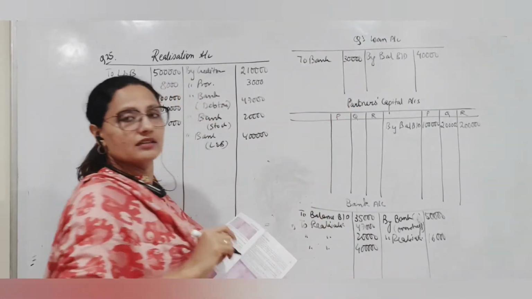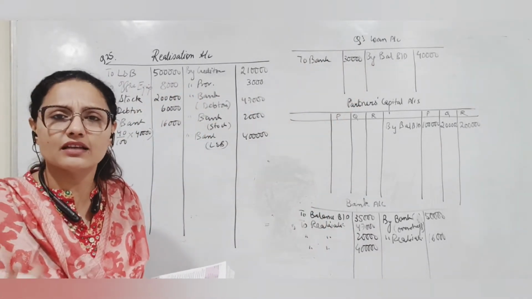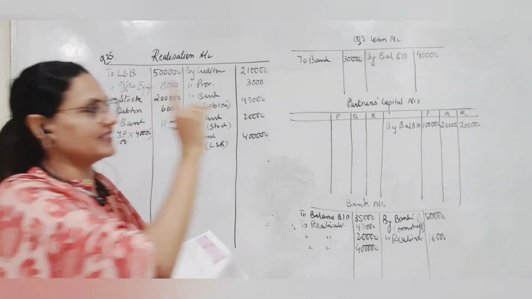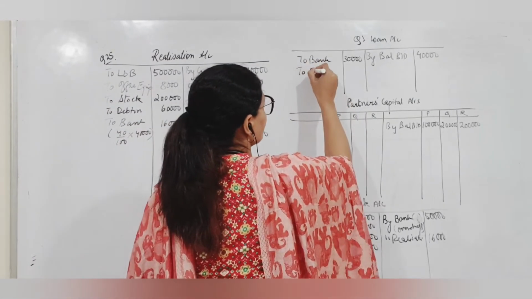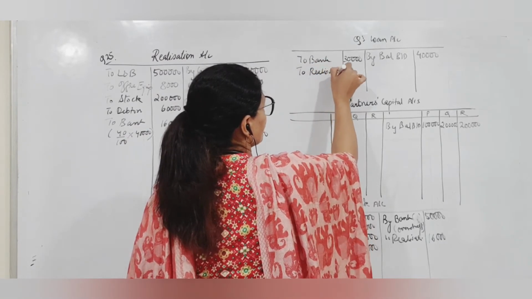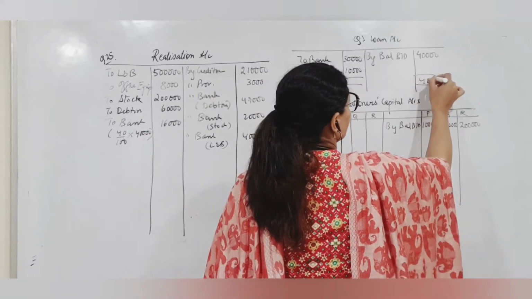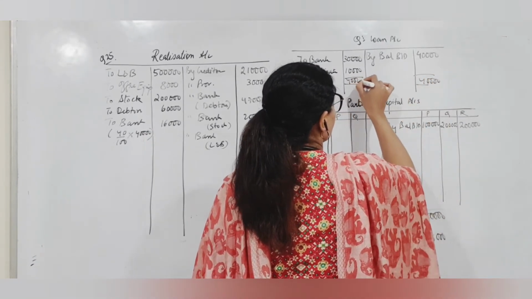But it is 40,000, so I have to close this account. What is this 10,000? It's a gain to me. All gains at the time of dissolution go to realization. So please credit this to realization account. And this will close Q's loan account.